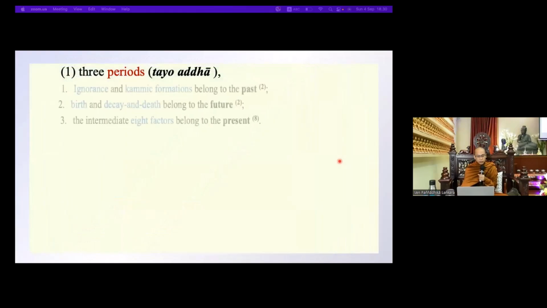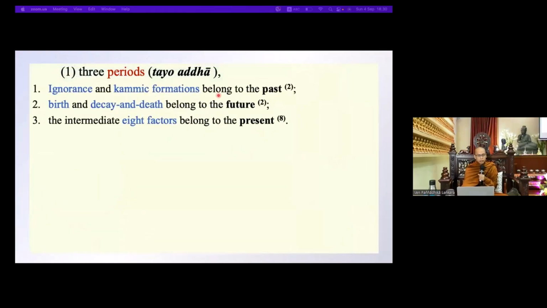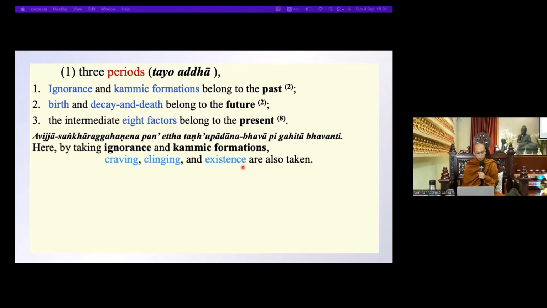Okay, so here are the 3 periods: ignorance and karmic formation, avijja and sankhara, and then the birth and decay-death, so jati jaramarana. Jaramarana are collectively counted. So they are future, and the eight factors present. Okay, so let's continue with how they are connected in the group.